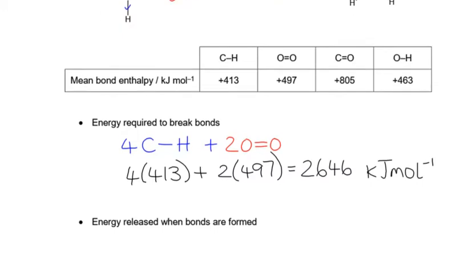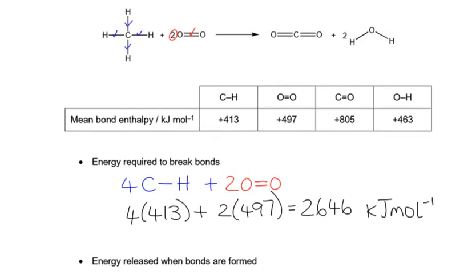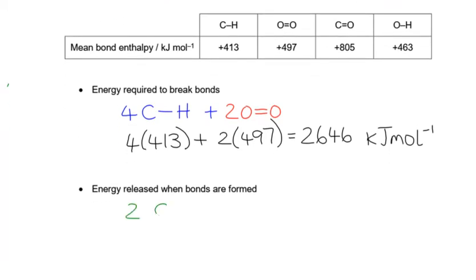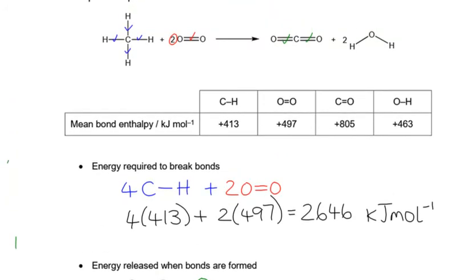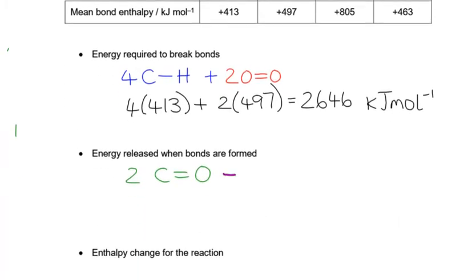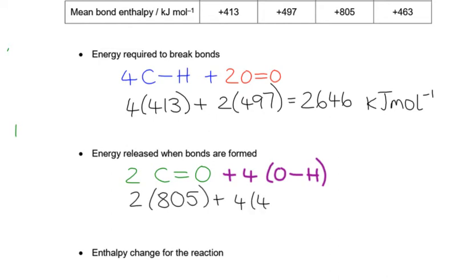Right, what about the bonds that we're forming? So let's go over to our other side. We've got 1, 2 C double bond O bonds, so 2 of these. And how many O-H bonds? Well, there's 2 with a 2 in front, so we've got 4 O-H bonds. And then we're going to put the numbers in from the table. So 2 lots of 805 and 4 lots of 463. Type that in on your calculator. 3462.